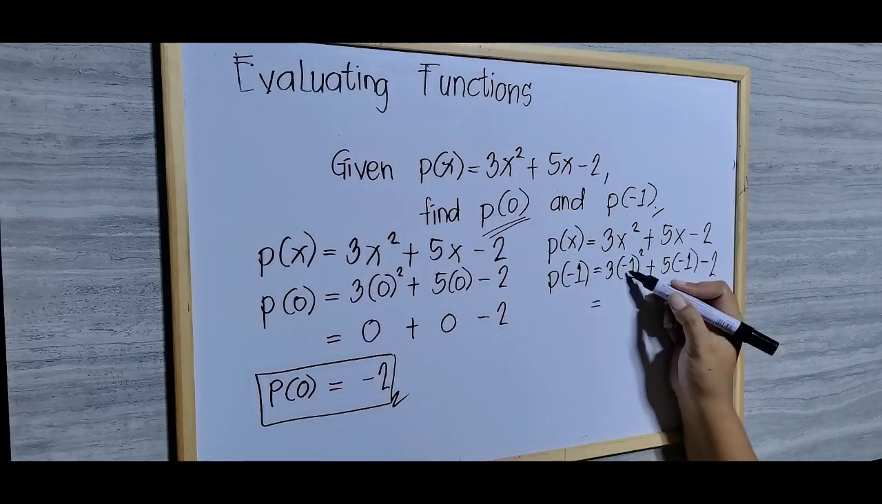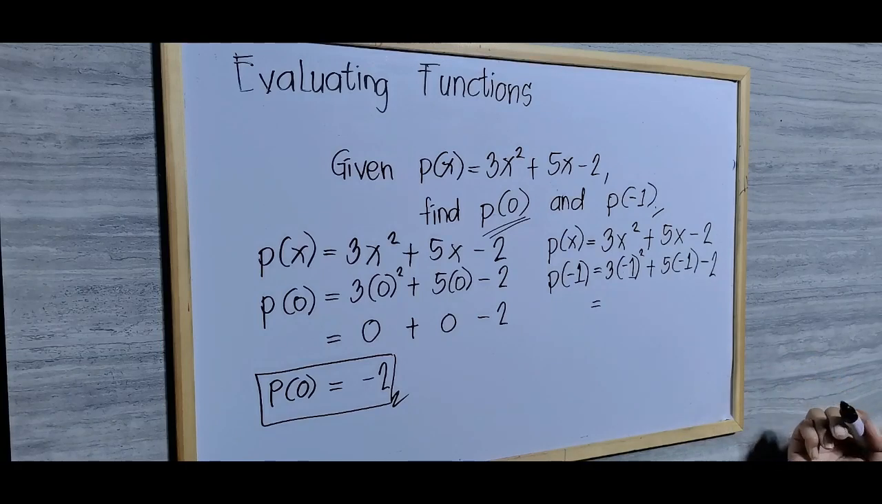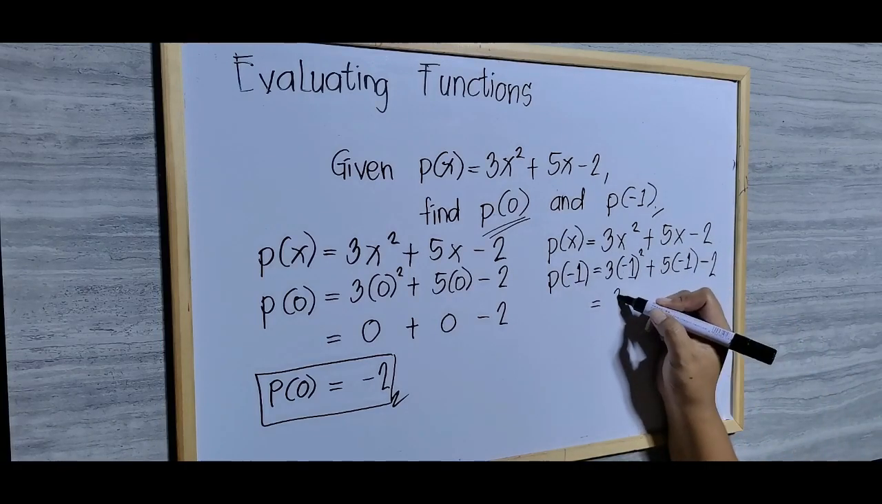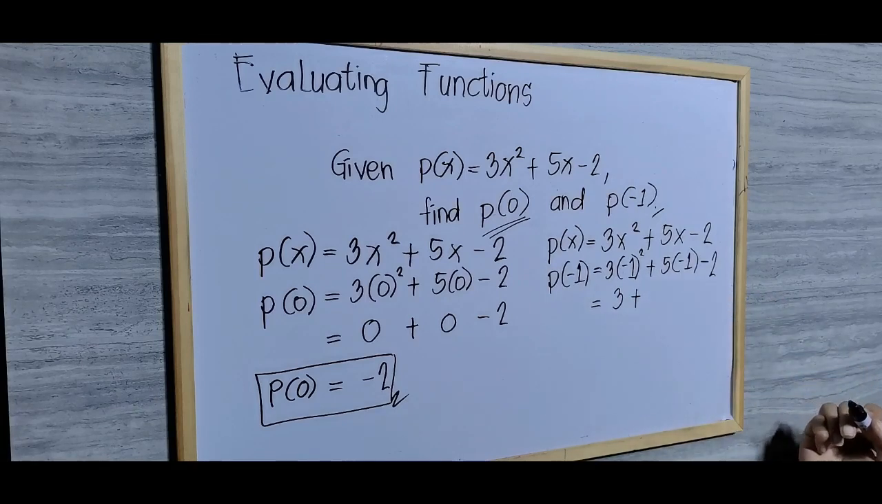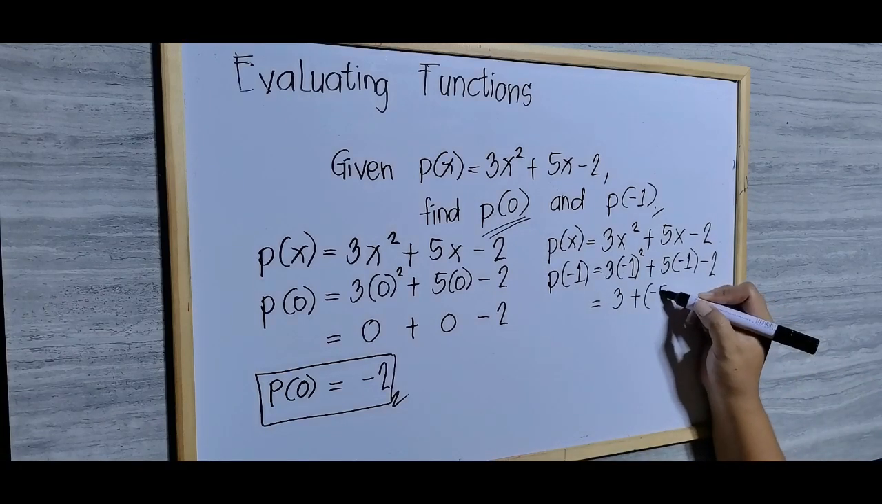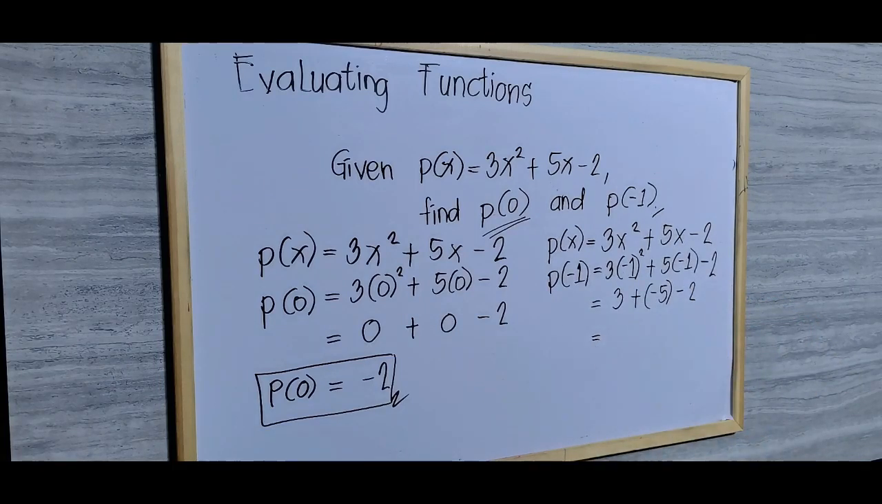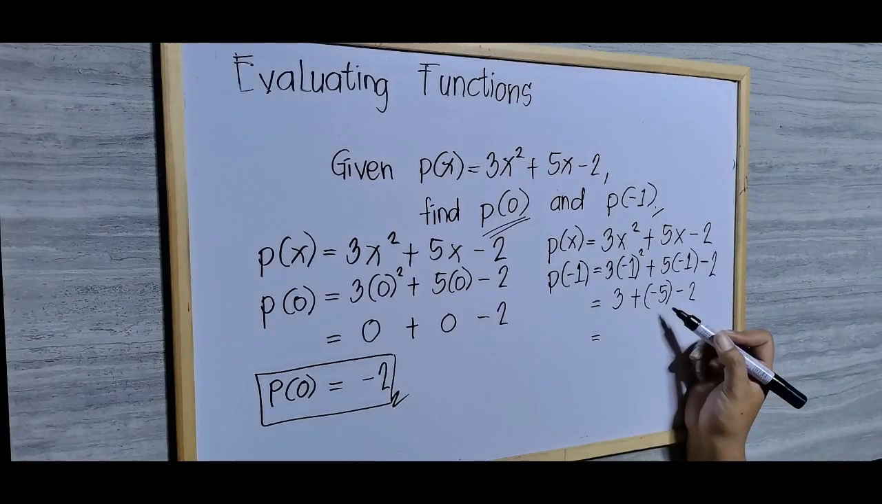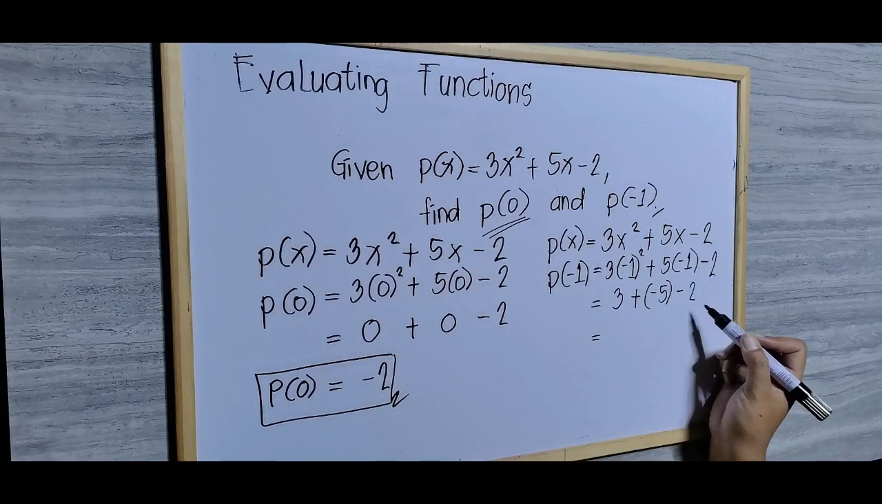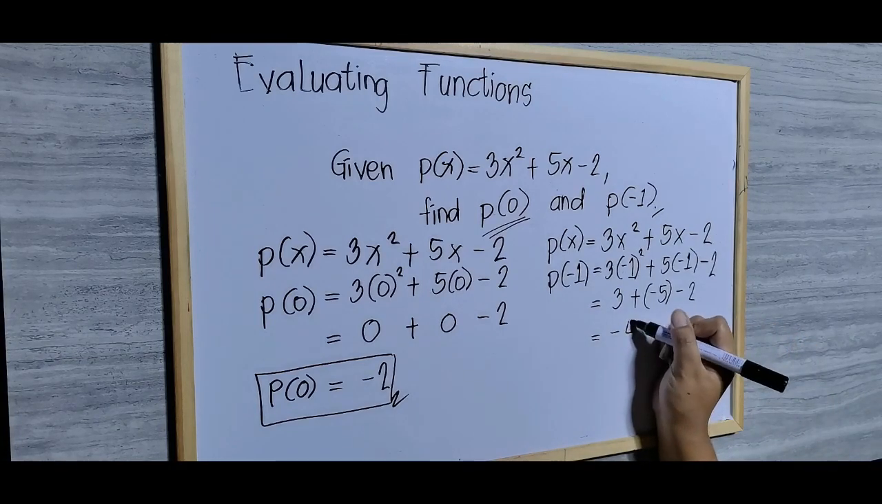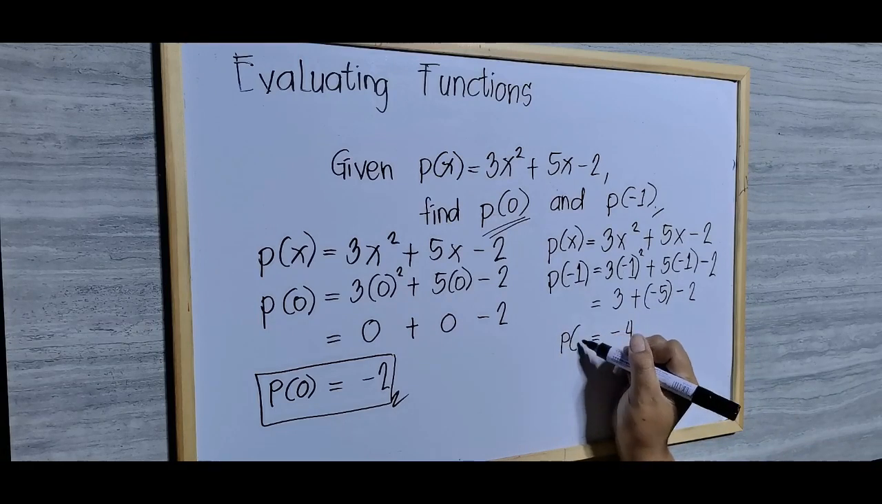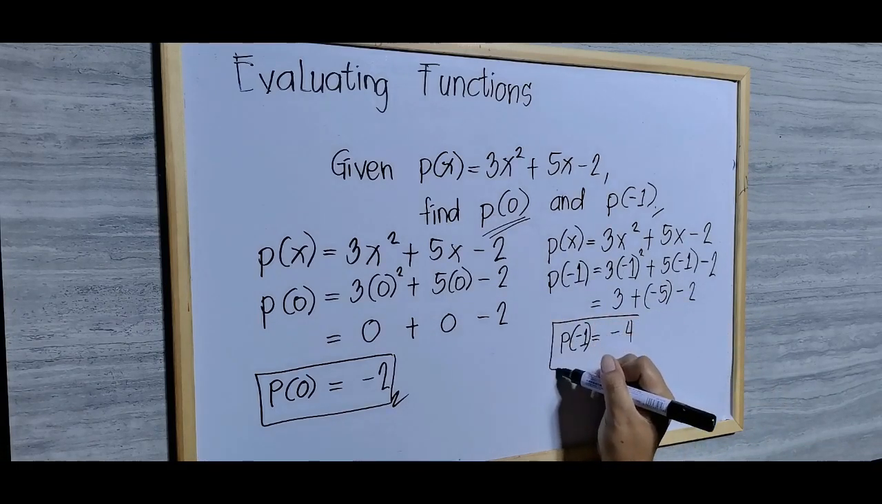We have negative 1 squared is positive 1. Multiplied by 3, we have 3 plus 5 multiplied by negative 1 is negative 5 minus 2. And then, we have to perform the operation. So, let us proceed with the addition and subtraction. So, we now have 3 plus negative 5, that is negative 2, minus 2, the answer is negative 4. So, therefore, P of negative 1 is equal to negative 4.